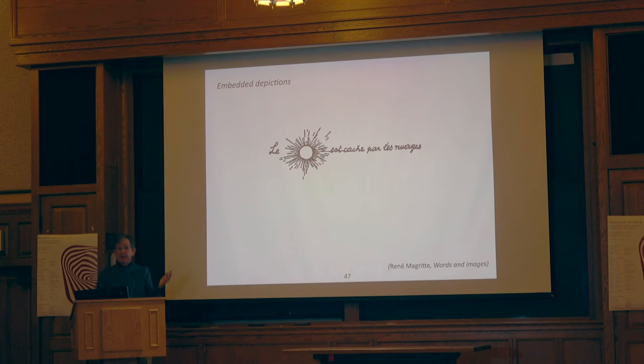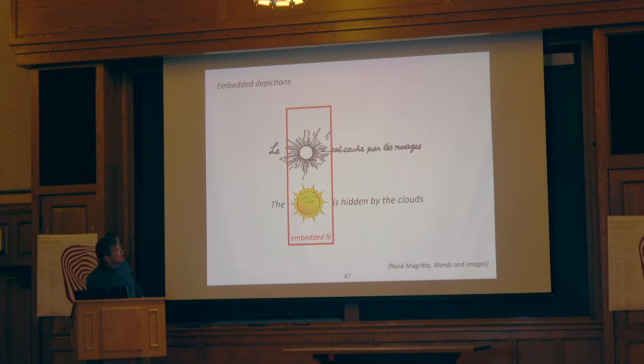Here is my favorite because this is Magritte, and as you know, it means the sun is hidden by the clouds. Notice if it was hidden by the clouds, why should you be able to see it? But there's this depiction showing this perfectly visible. But this is being used as a noun. I want you to keep track of these things. This is being used as a noun.